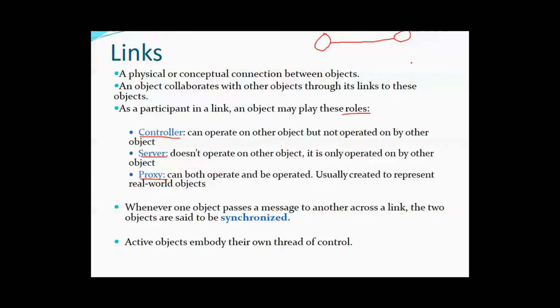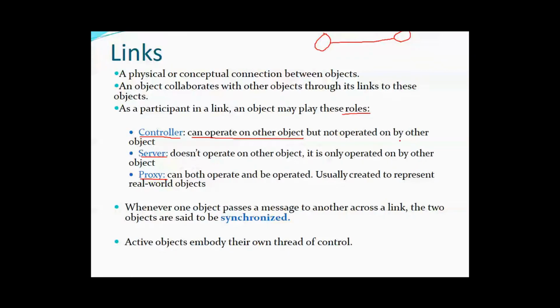Now see the difference. A controller can operate on other objects, but it cannot be operated by other objects. So he is what? The controller. He's the boss. He can control everyone in the company, and no one can control him. No one asks him what time he comes or leaves, but he asks everyone, you should come on time, and so on. So he is the controller.